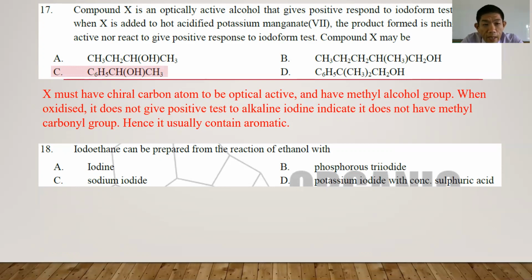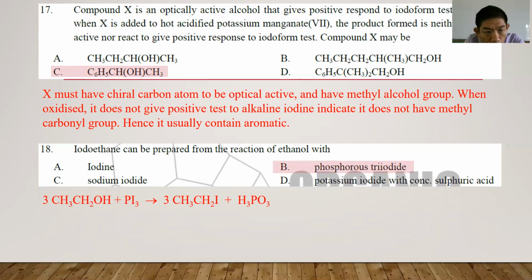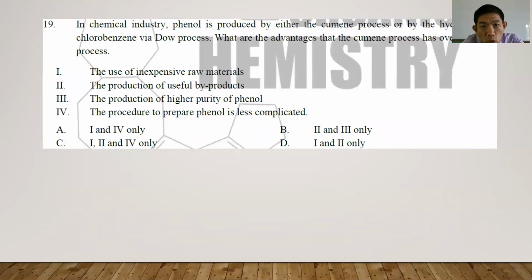Then we go to question number 18. Iodoethane can be prepared from the reaction between iodine and ethanol with number one, is it iodine? Not correct. Is it phosphorus triiodide, which is maybe correct. Solution of sodium iodide, which is incorrect. And potassium iodide, which is also incorrect. So the best one in here is B. Then we have number 19. In the chemical industry, phenol is produced by either the cumene process or the hydrolysis of chlorobenzene, the Dow process. What are the advantages that the cumene process has over the Dow process?